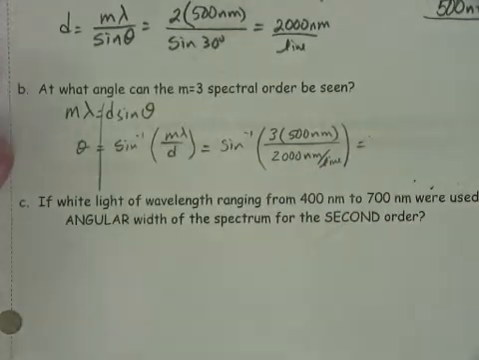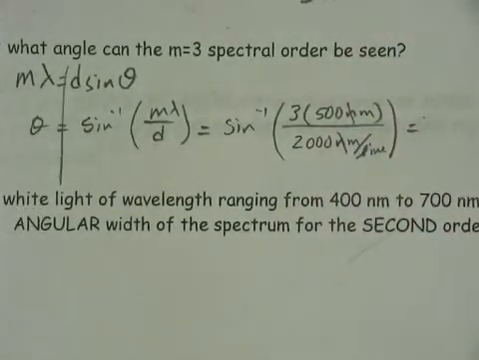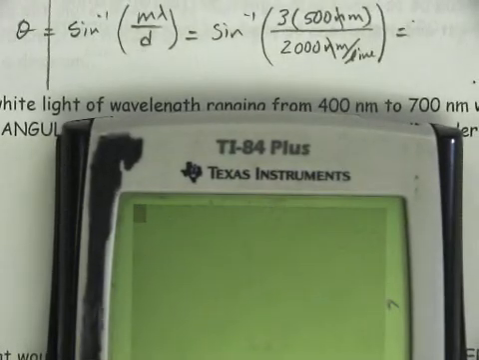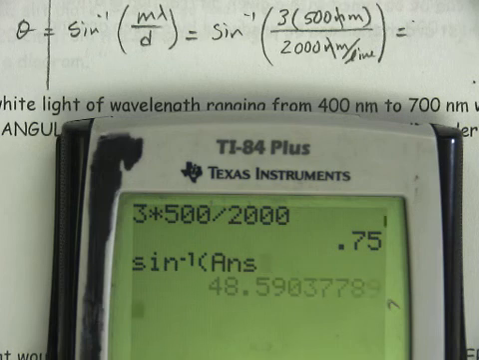And now it's just a matter of plugging this stuff in. On this one, if you notice, I have a nanometer on top and a nanometer on the bottom, so those actually cancel out. So really it's just 3 times 500 divided by 2,000. And then I have to do inverse sine. So here it is. I'll go 3 times 500 divided by 2,000, and then inverse sine of that answer.